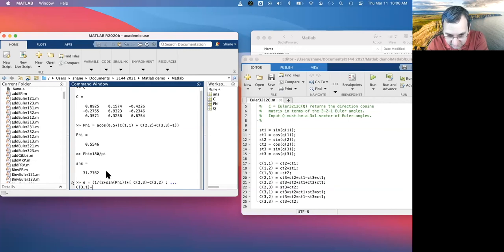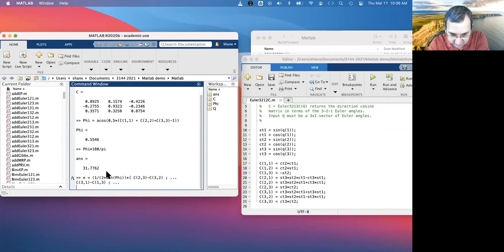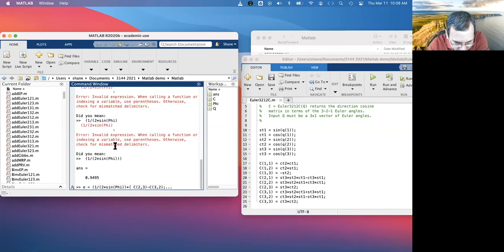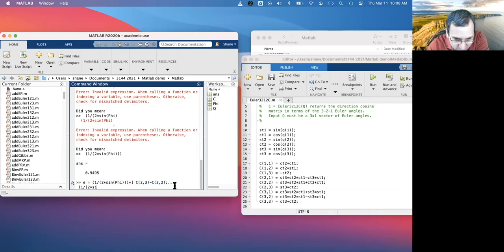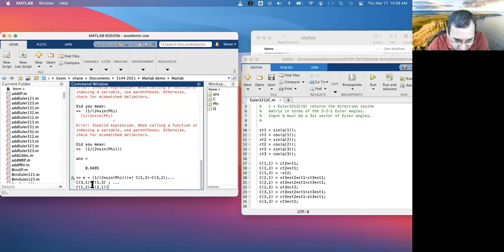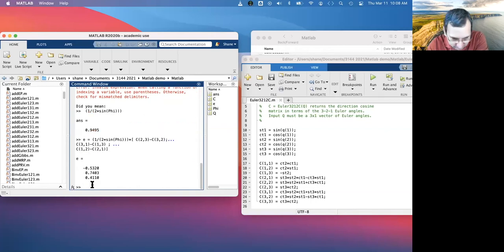C31 minus C13 semicolon dot dot dot C12 minus C21. Now done. Oh, what did I do wrong? I'm missing an additional parenthesis. You've got to watch out with these parentheses. Okay, so that worked. Yay.